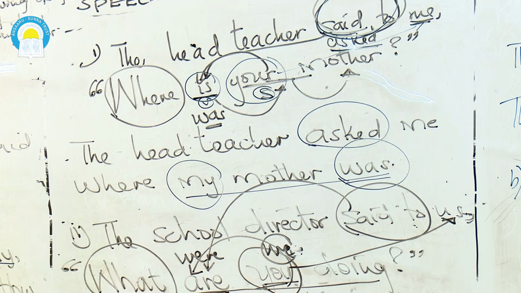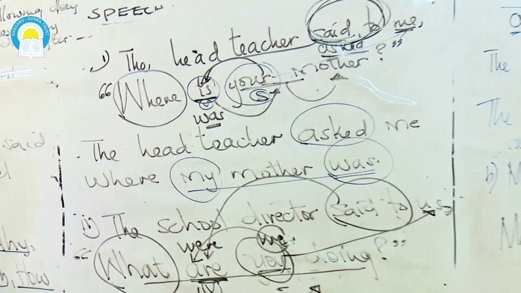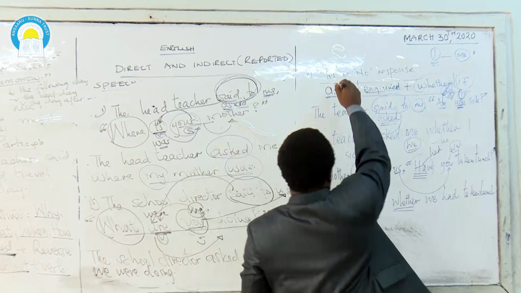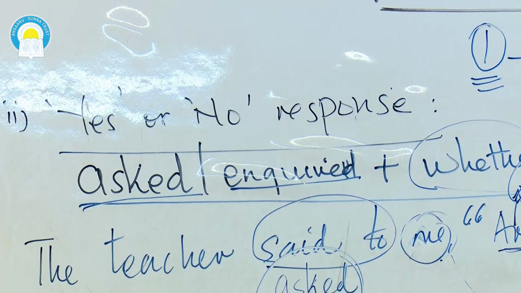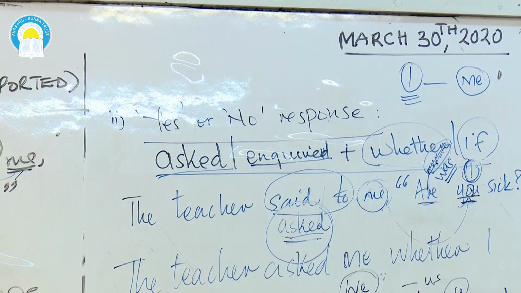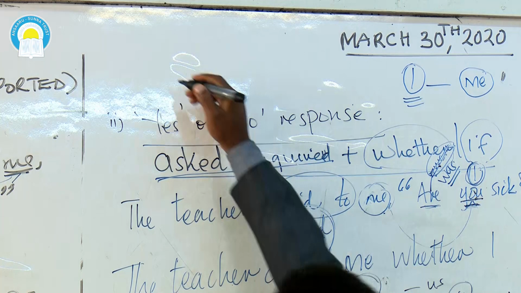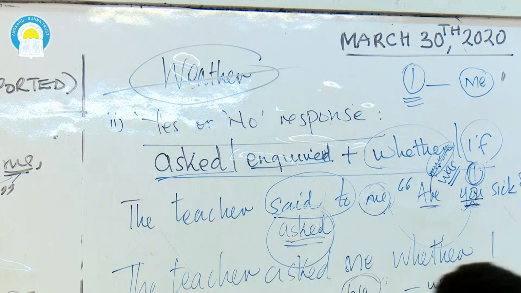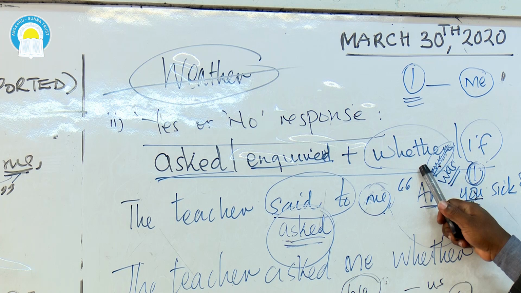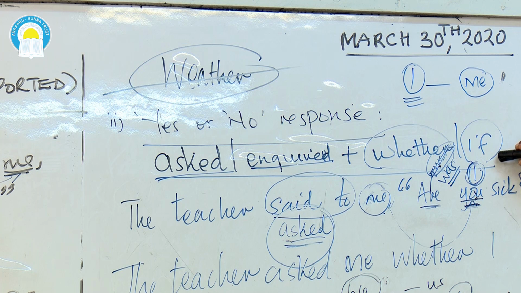And in point number two, where we have said that questions in direct speech demanding a yes or no response are changed into reported speech by introducing such verbs like asked or inquired, followed by whether, not the daily changes of the atmosphere. Whether, W, H, E, T, H, E, R. Alternatively, followed by if. We've considered two sentences.